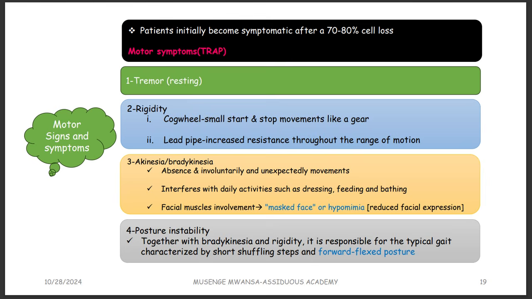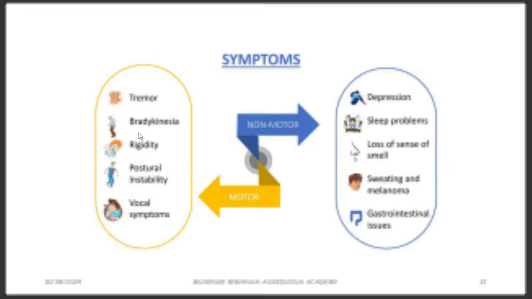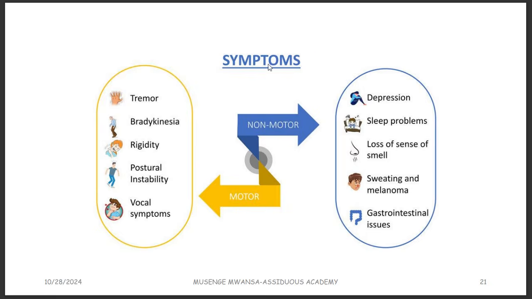And then the P, there is going to be postural instability. This one, together with the bradykinesia and the rigidity, is responsible for the typical gait, because people with Parkinson's disease have got their own gait where someone is flexed forward, and we know that gait, right? So like this. So again, the motor symptoms: the tremors, the bradykinesia, the rigidity, postural instability. Those are the main ones.